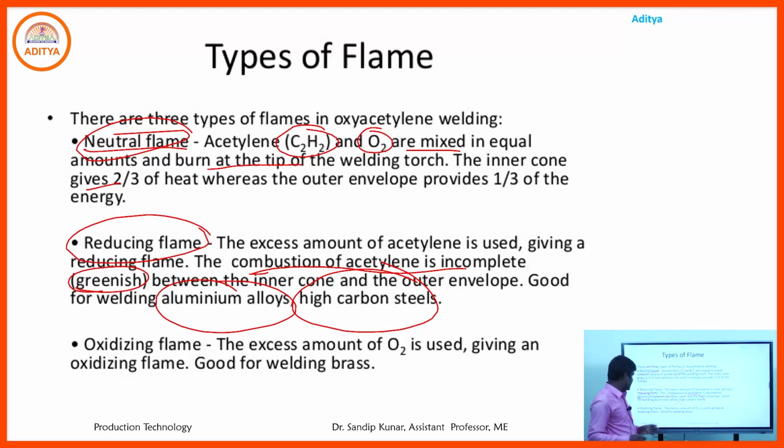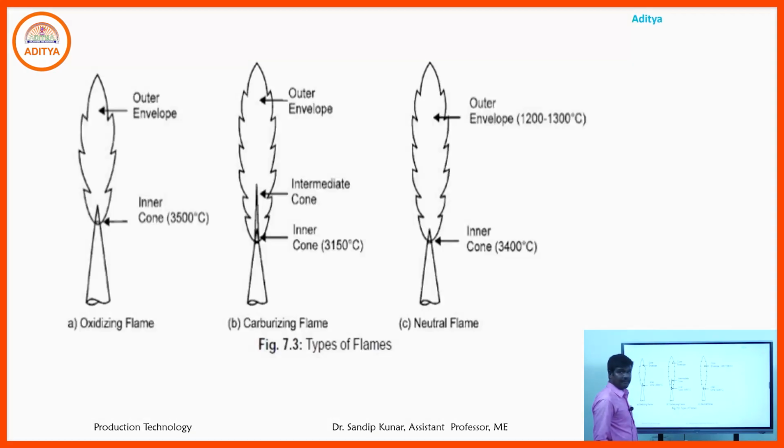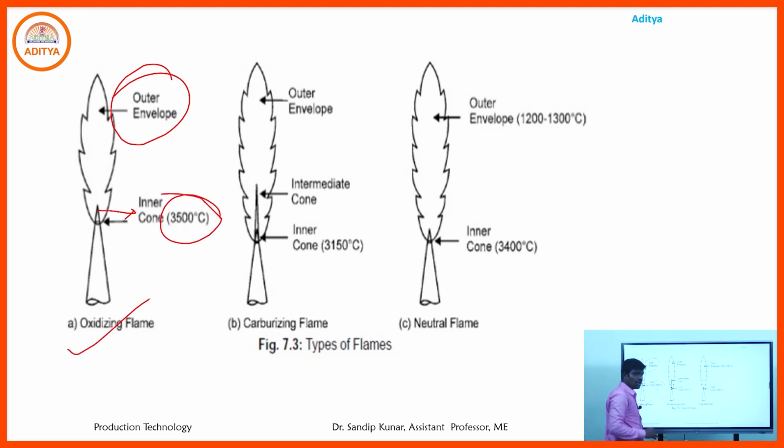Another is the oxidizing flame. In case of oxidizing flame, there is an excess amount of oxygen and a lesser amount of acetylene. So we use it for welding of brass. In case of oxidizing flame, that is the outer envelope and that is the inner cone. The generated temperature is near about 3500 degree centigrade. Means more amount of oxygen is there and less amount of C2H2. In case of carburizing flame, we have seen that is the inner cone.